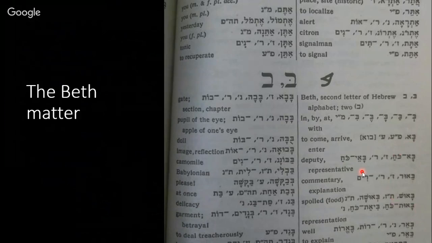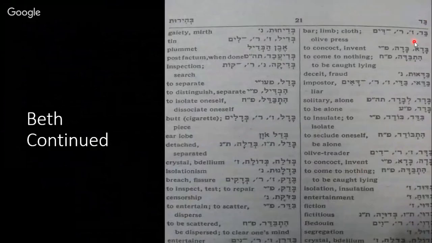So let's go on. The Bet matter continued, right? Bod. Badim. The word bod also means linen. All right, like the kind of material. All right. Bada. Bet Dalit. As we see right there, right? Then you got Bet Dalit Aleph, Bet Dalit Aleph, Bet Dalit Dalit, Bet Dalit Dalit.